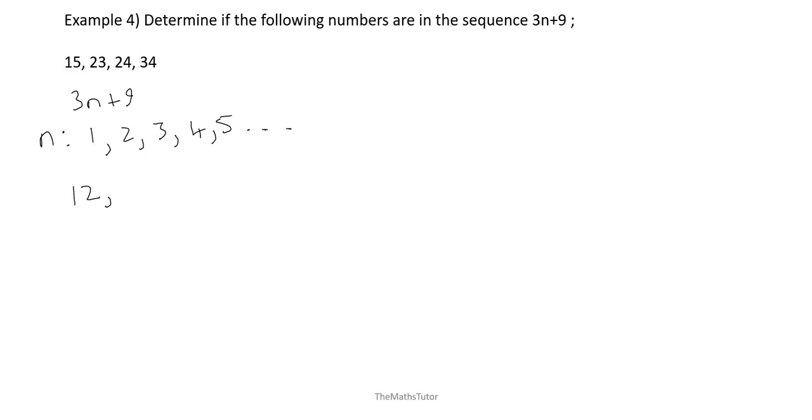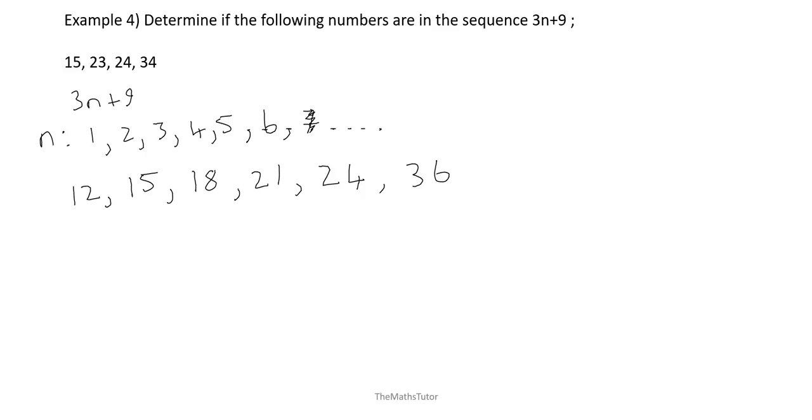3 times 2 is 6, plus 9 gives you 15. 3 times 3 is 9, plus 9 gives you 18. 3 times 4 is 12, plus 9 gives you 21. 3 times 5 is 15, plus 9 gives you 24. And I will need a few more numbers here, so if I just go 6 and 7. 3 times 6 gives you 18, plus 9 gives you 27. So I actually only need to go up to 6.